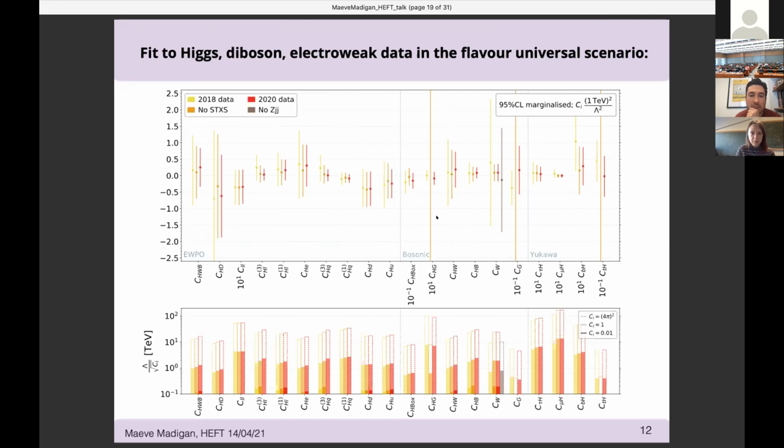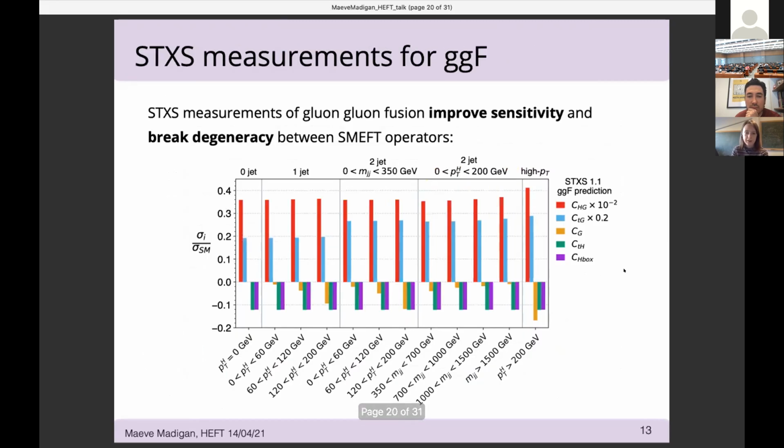A second interesting comparison is what happens when we remove the simplified template cross-section data. So between the red and the orange, you can see that in most cases, the constraints widen slightly. So going from red to orange, but in a few, the constraints widen hugely. So this is a huge change between red and orange here for things like CHG, CG, and CTH. And this is because the simplified template cross-section measurements are really important for, in particular, the gluon fusion bins.